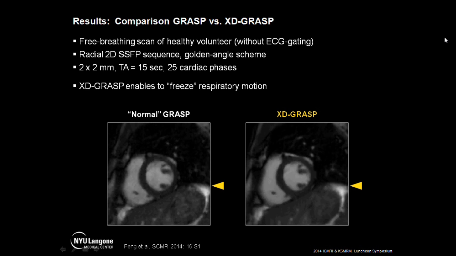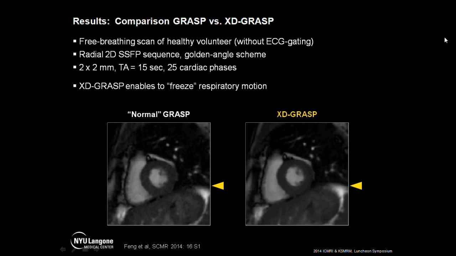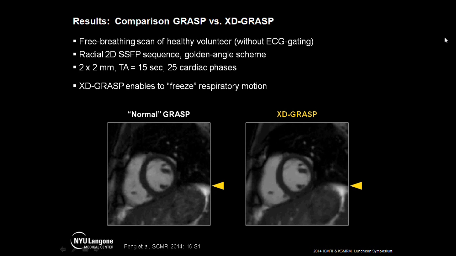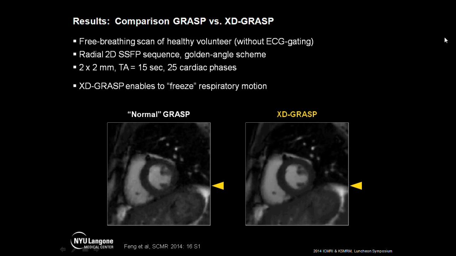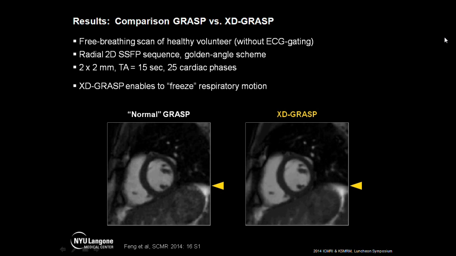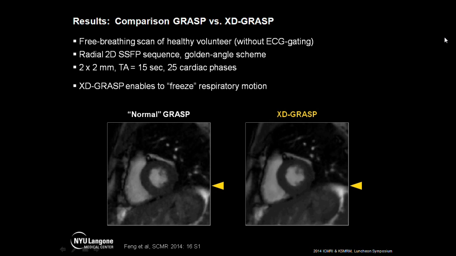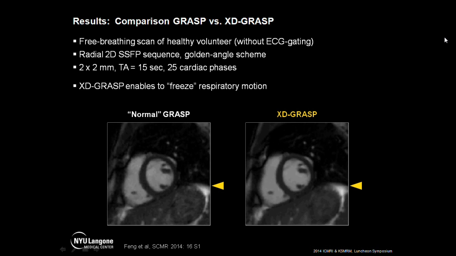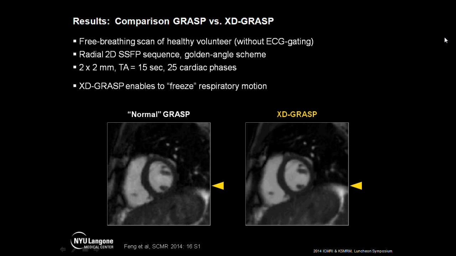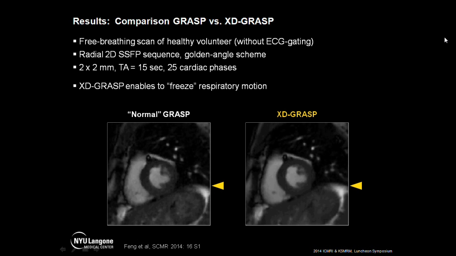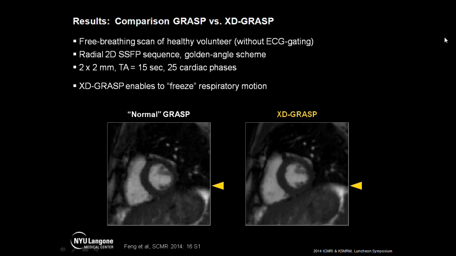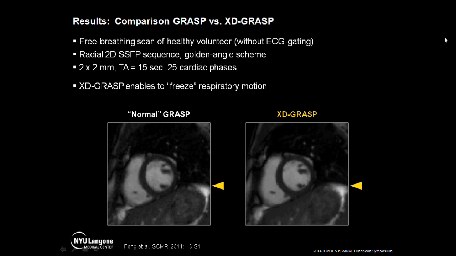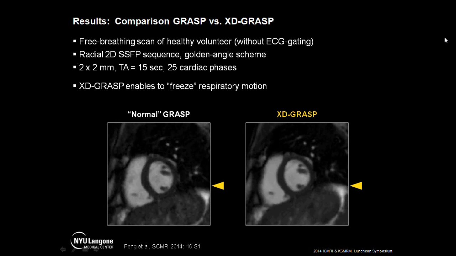This is volunteer data, so a scan of a healthy volunteer, and this scan has been done during free breathing without any ECG gating. Again, the sequence here was a radial 2D SSFP sequence. On the left side, you can see the result that we get with a normal GRASP reconstruction. That's actually not too bad, but we can still see some flickering artifacts here. What you can also see is that the volunteer is breathing, so there are different respiration states. Now on the right side, you can see what we can get with XD-GRASP.